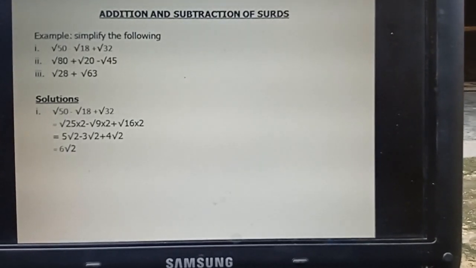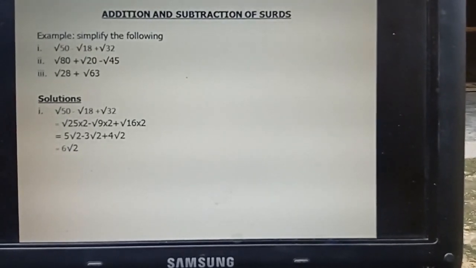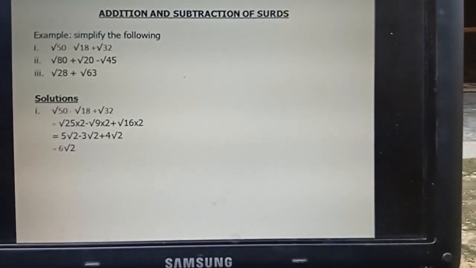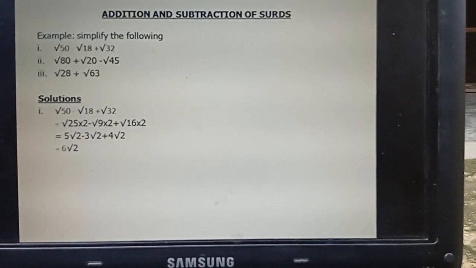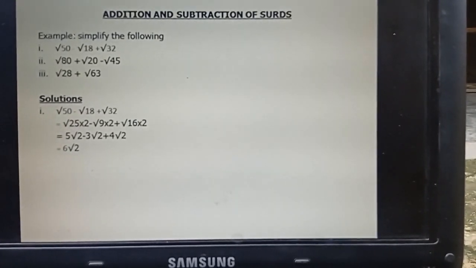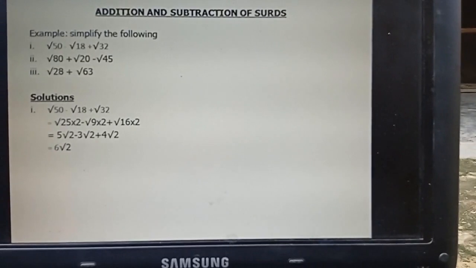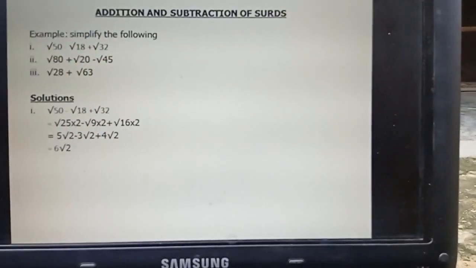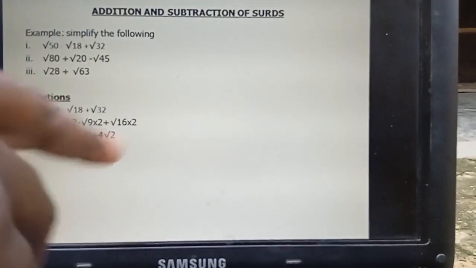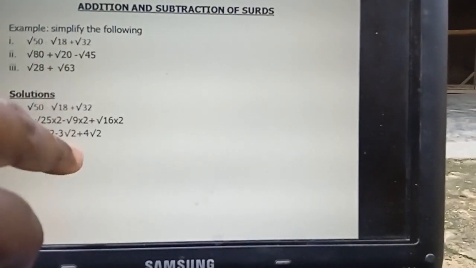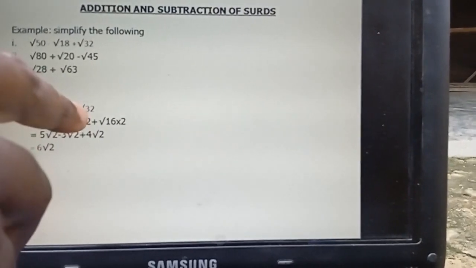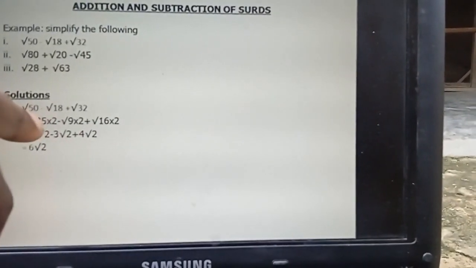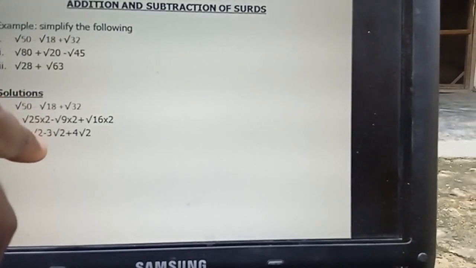Solution. Root of 50 minus root of 18 plus root of 32. You are going to break your 50 by 2. Then you should find the square root of 25, which is equal to 5. Or just leave this one aside. Just take 18, divide it by 2. It will give you 9 times 2, it will give you 18. 32, 16 times 2, it will give you what? 32. Then you should find the square root of 25, which is 5 root 2.